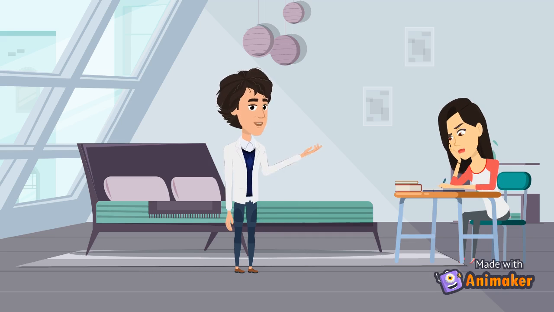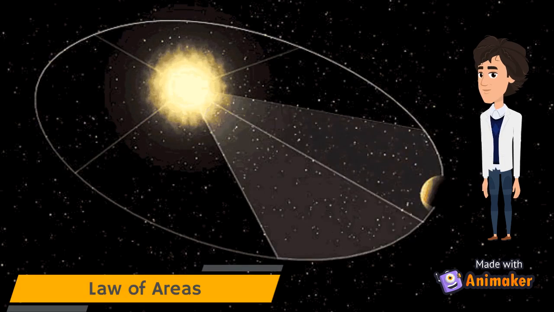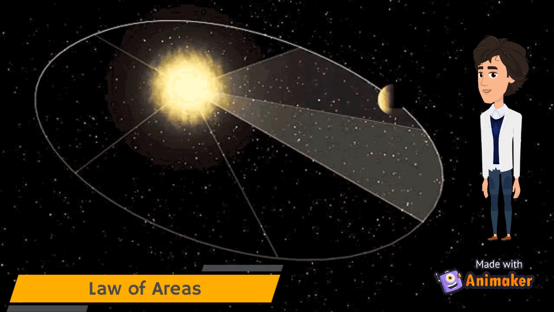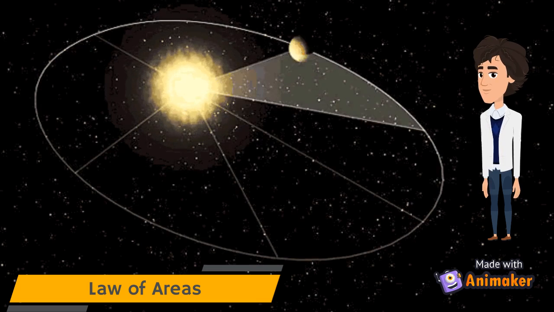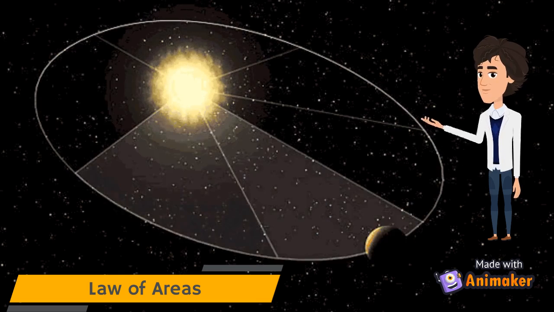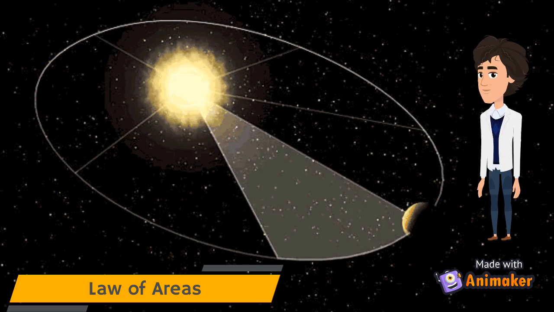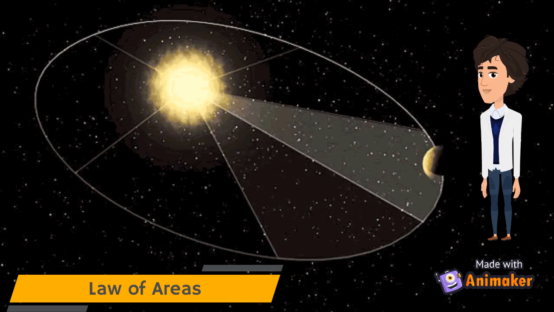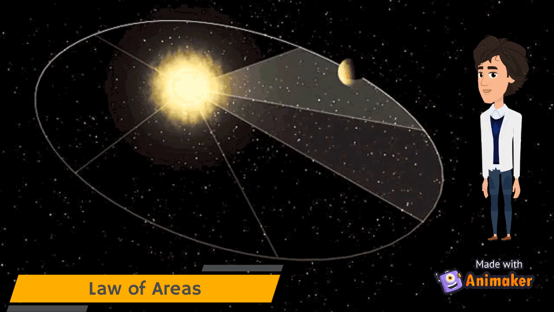So let's see the second law. The second law is the law of areas. It states that the line that joins a planet and the Sun sweeps equal areas in equal intervals of time. Kepler observed that planets do not move around the Sun with uniform speed. They move faster when they are nearer to the Sun, while they move slower when they are farther from the Sun. This is explained by this law.